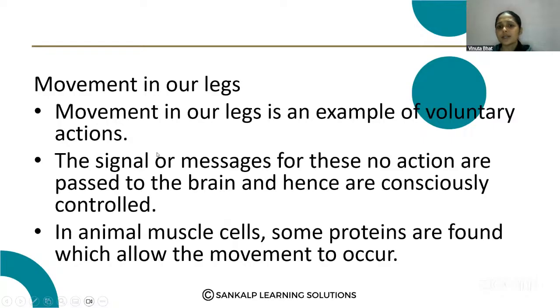The movement in our legs is an example of voluntary action. That is because of our own action that the movement of legs takes place. The signal messages for action are passed to the brain and hence are consciously controlled. In animal muscle cells, some proteins are found which allow the movement to occur.